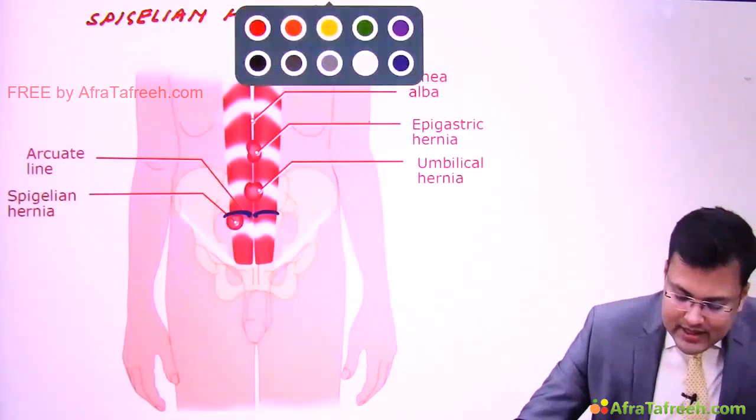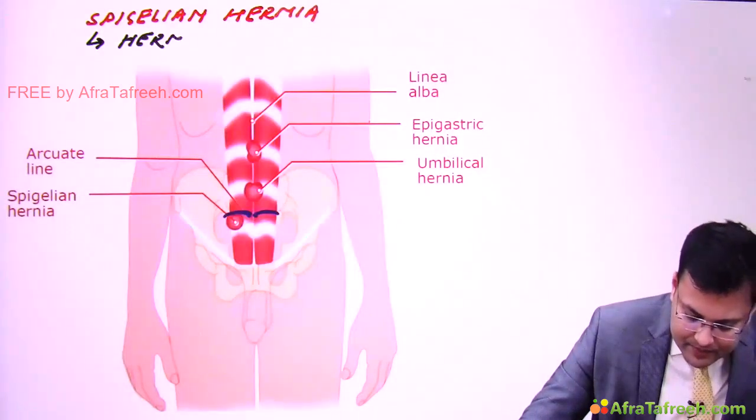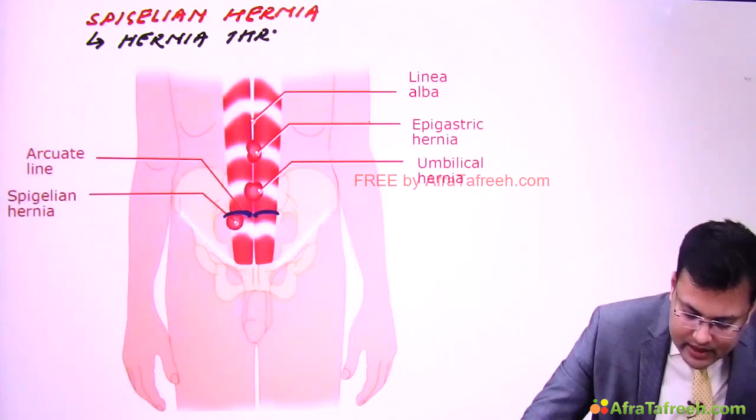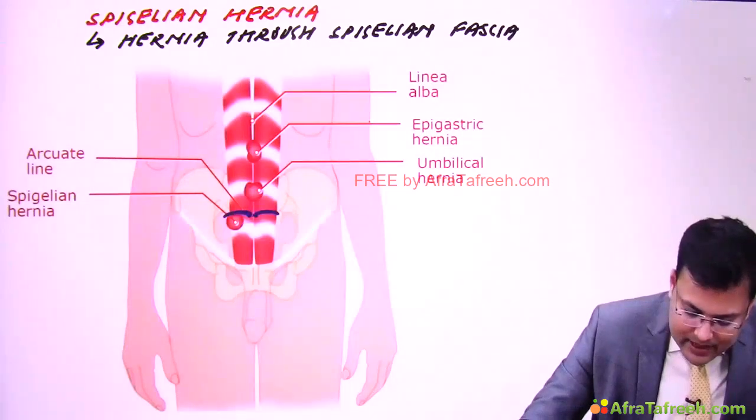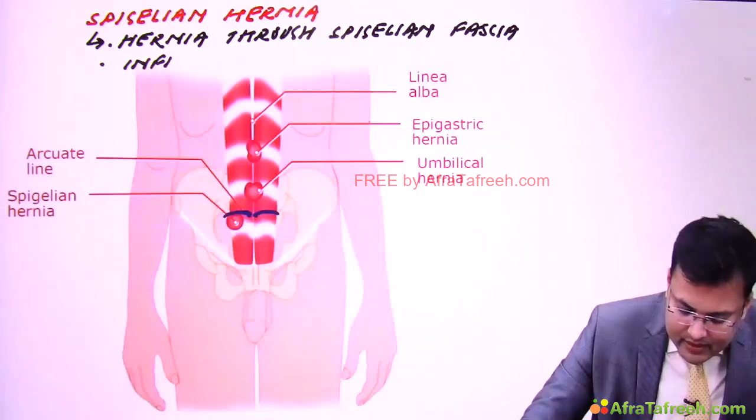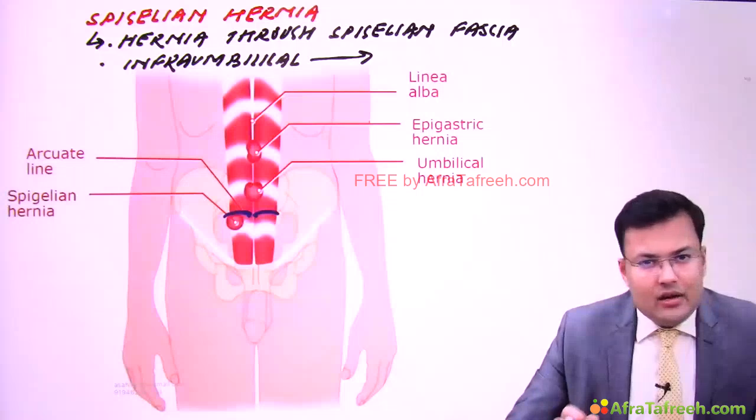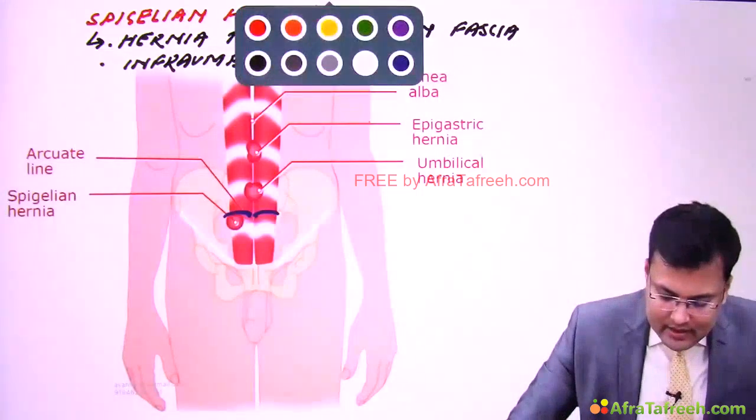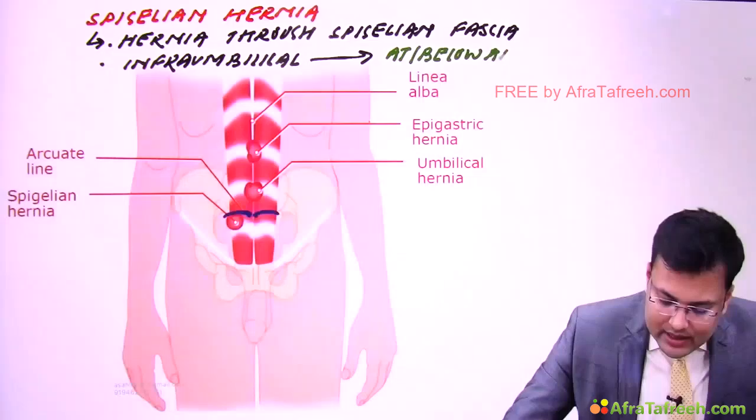So see, Spigelian hernia, in this case, there is hernia through spigelian fascia. And what's the location? It's infraumbilical. And where exactly? In infraumbilical region. You have to remember it is located at or below arcuate line. This is important. At or below arcuate line. Clear?